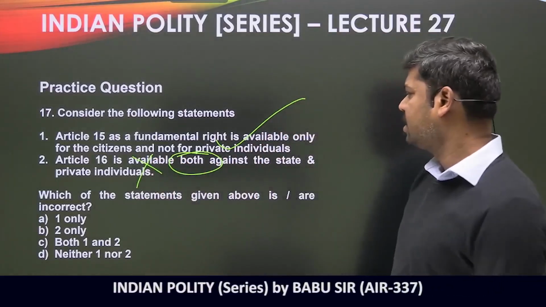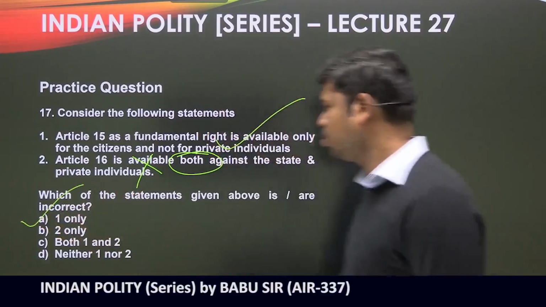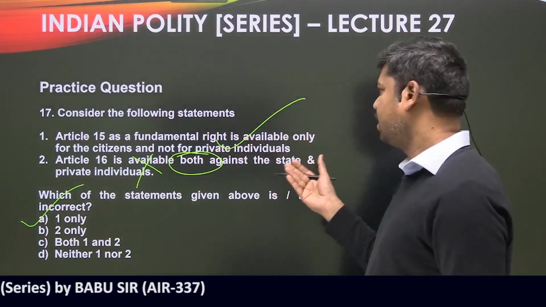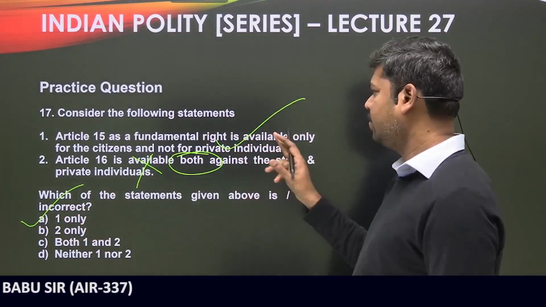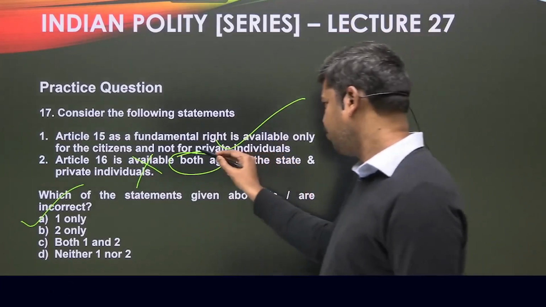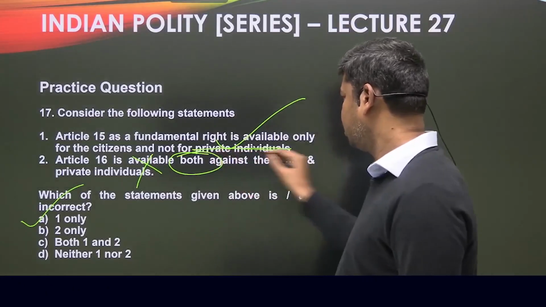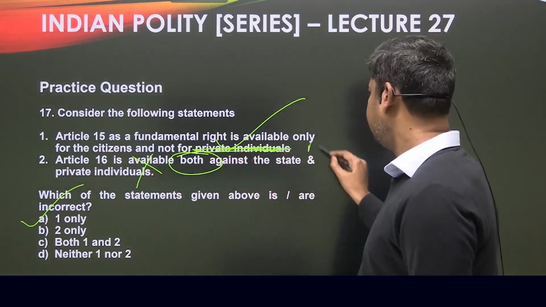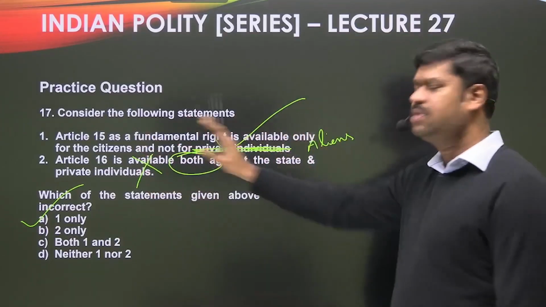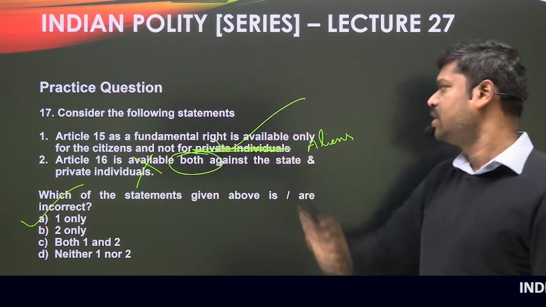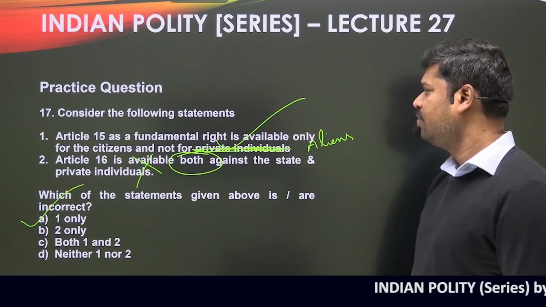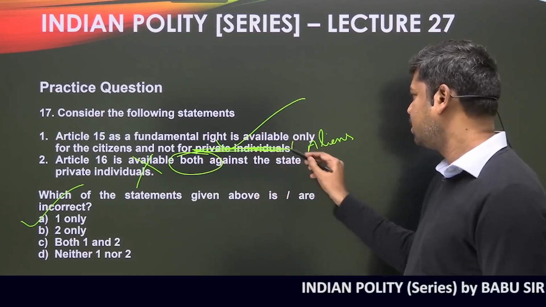Which of the statements given above are correct? The right answer is option 1 only. Article 15 as a fundamental right is available only for the citizens and not for the aliens. Instead of private individuals, I am making a small correction here: not for the aliens. That would be more appropriate in this particular question. So you read this statement in such a way that Article 15 as a fundamental right is available only for the citizens and not for the aliens.